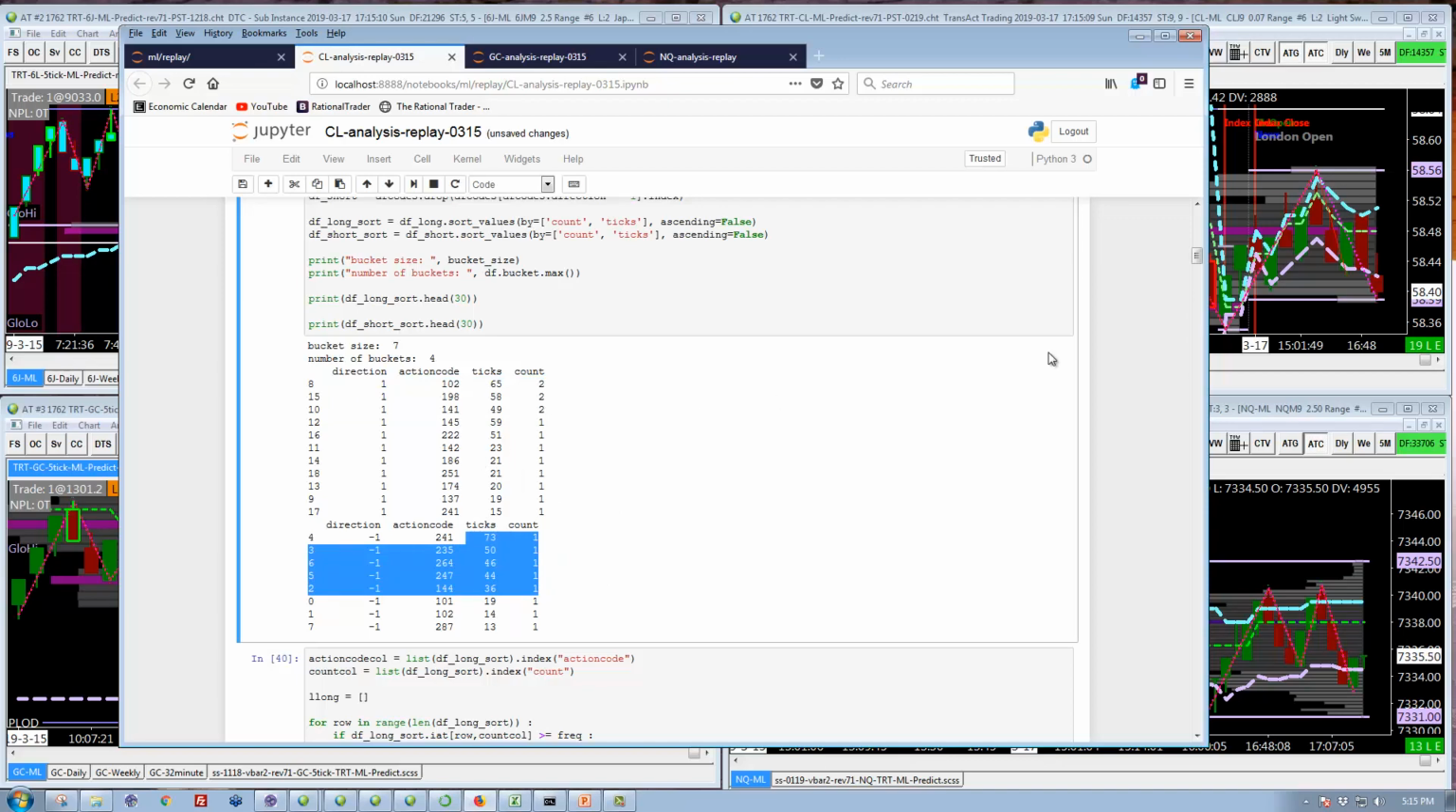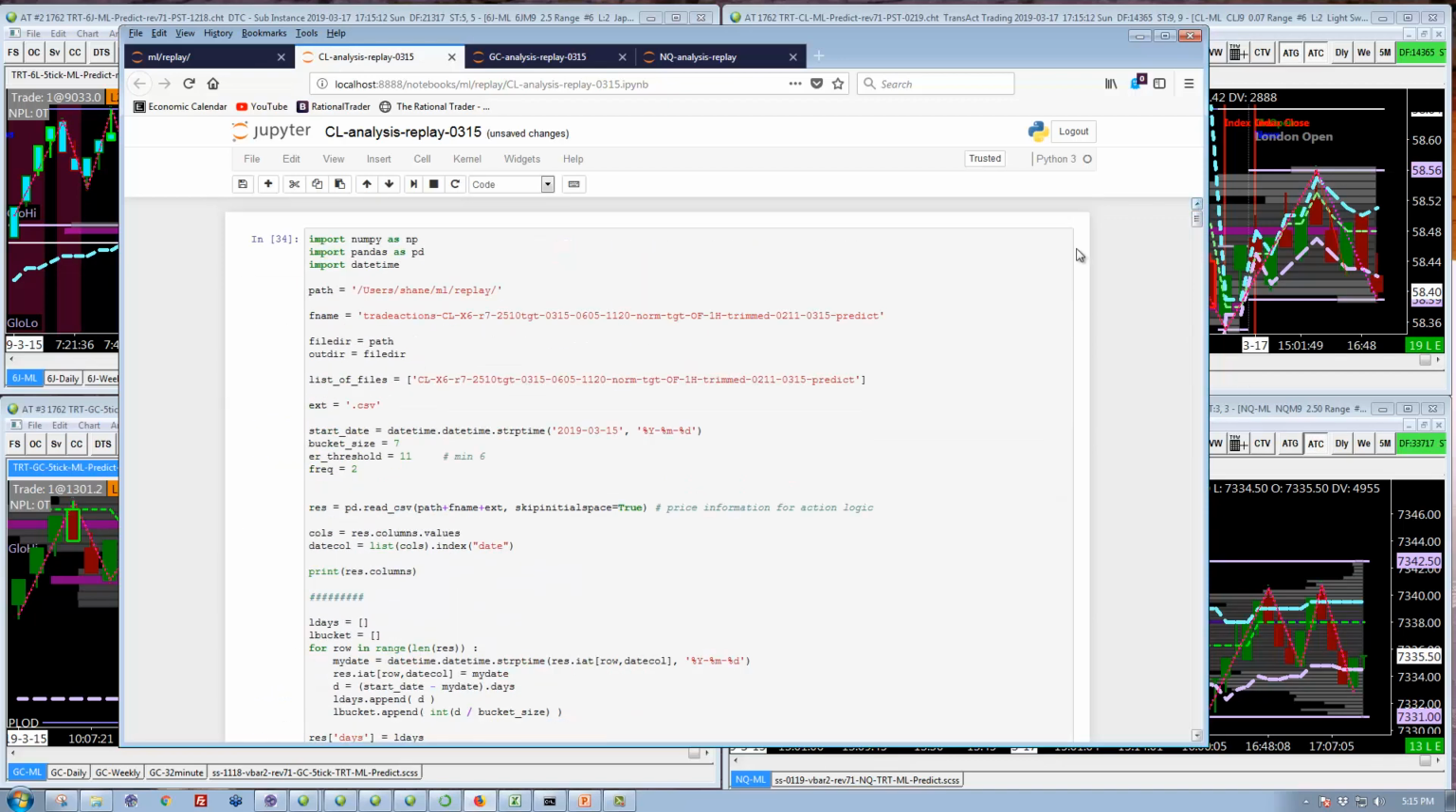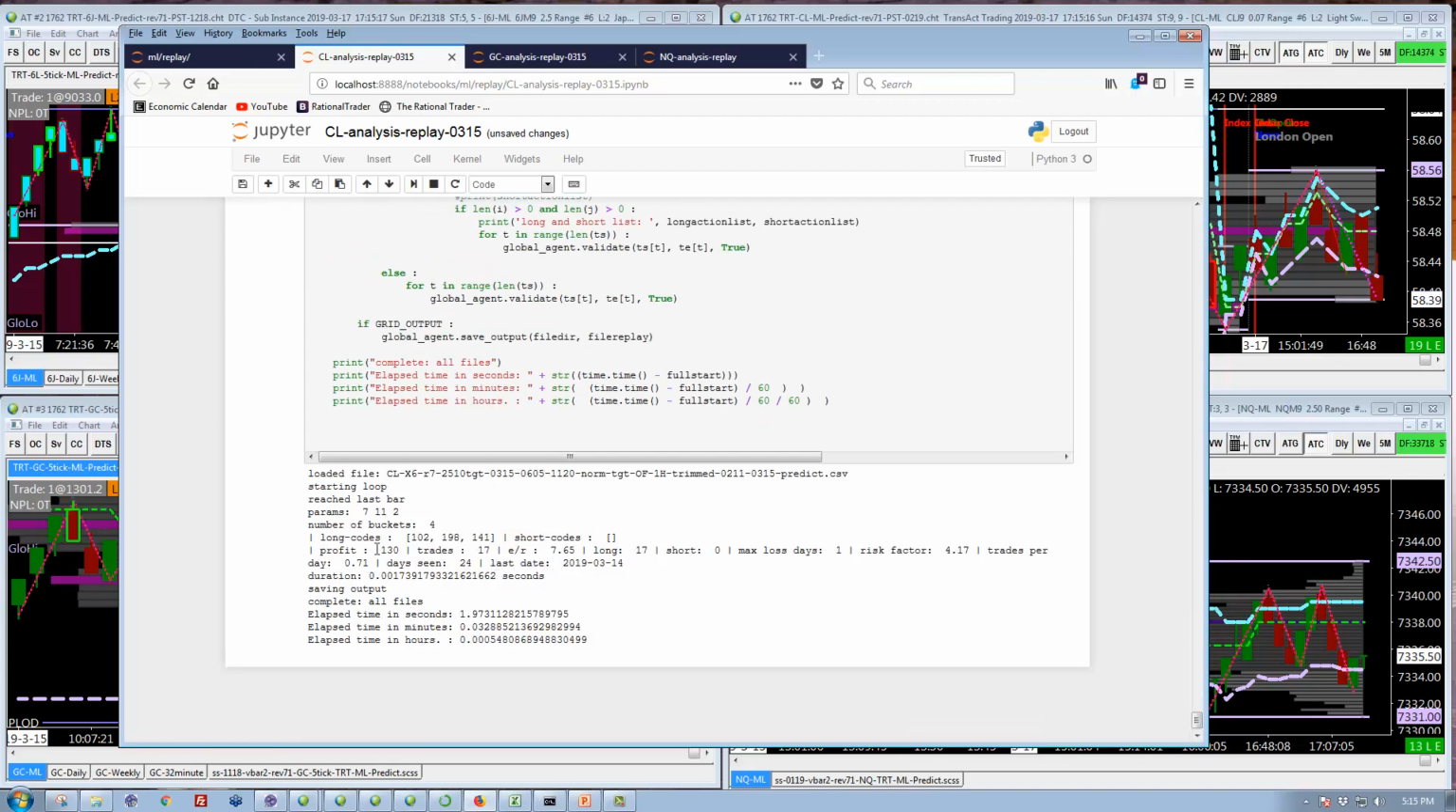So what I know already is that 11 is too high a value. You can see that down here. We dropped to 0.71. The ER goes up, so the overall system quality goes up. The number of trades went way down.